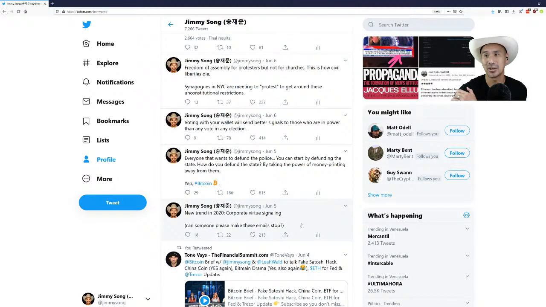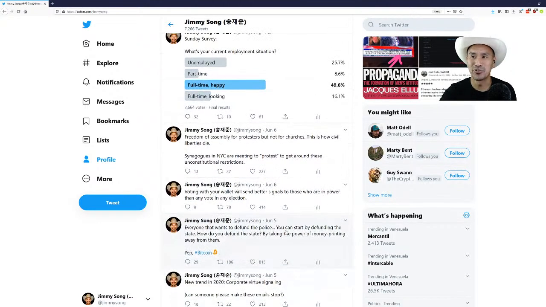New trend in 2020, corporate virtue signaling. Can someone please make these emails stop? I wrote this because I keep getting these emails about, oh, in this uncertain coronavirus time, we're here for you, from some company that I did business with like 4 years ago. Now I'm getting emails, we want to stand with George Floyd, from a business from 4 years ago. It's like, come on, man, corporate virtue signaling just is getting on my nerves.